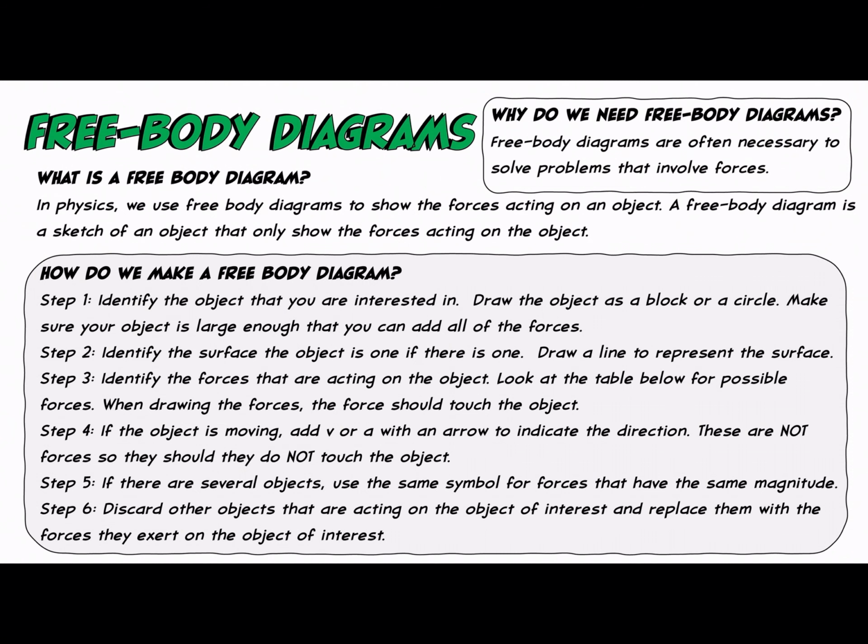Step 4. If the object is moving, add a V or an A with an arrow to indicate the direction. These are not forces, so they should not touch the object. Step 5. If there are several objects, use the same symbol for the forces that have the same magnitude. Step 6. Discard other objects that are acting on the object of interest and replace them with the forces they exert on the object of interest.